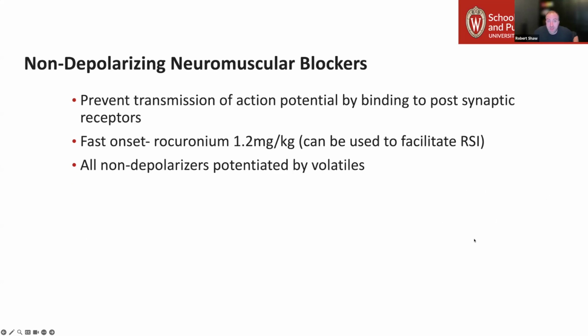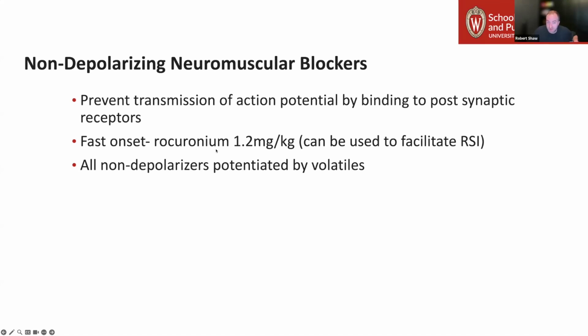All right, non-depolarizers. So only one depolarizer, succinylcholine. Non-depolarizers are many. These prevent transmission of the action potential by binding to postsynaptic receptors. So it prevents any potential from going through and prevents muscle contraction. So you can think of it as a flaccid paralysis when these are being utilized. It has a fast onset, but not as fast as succinylcholine.